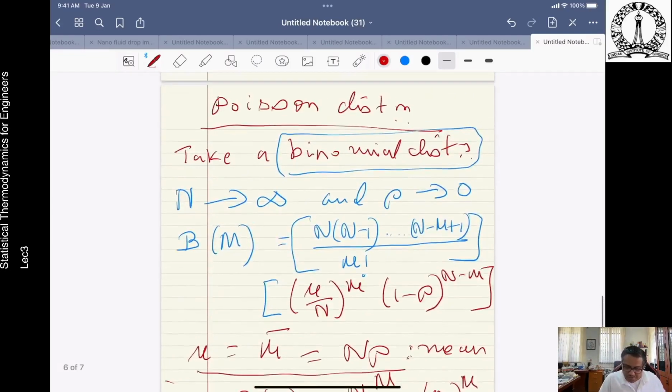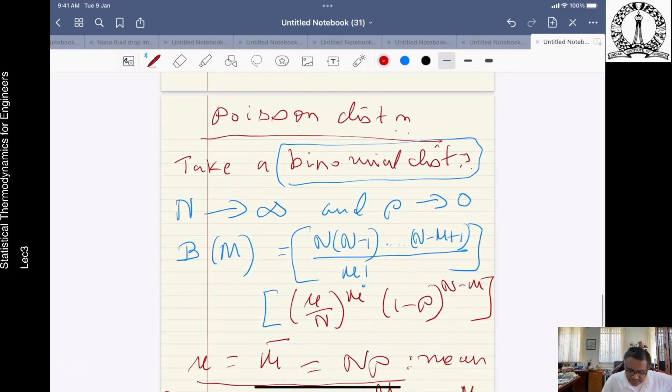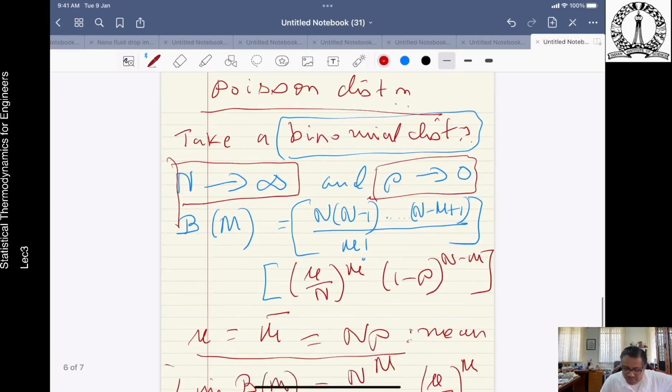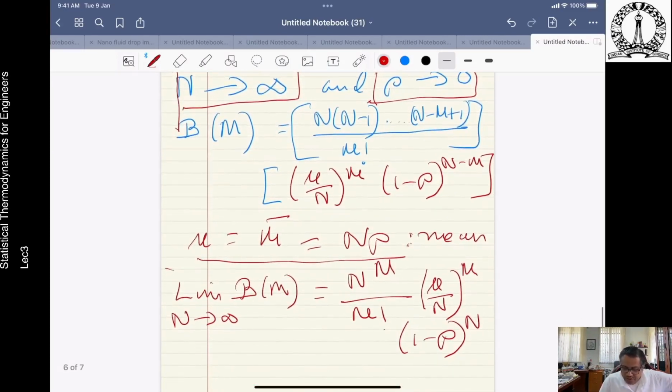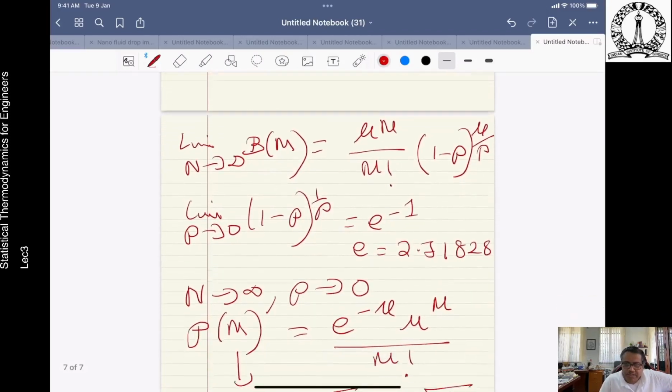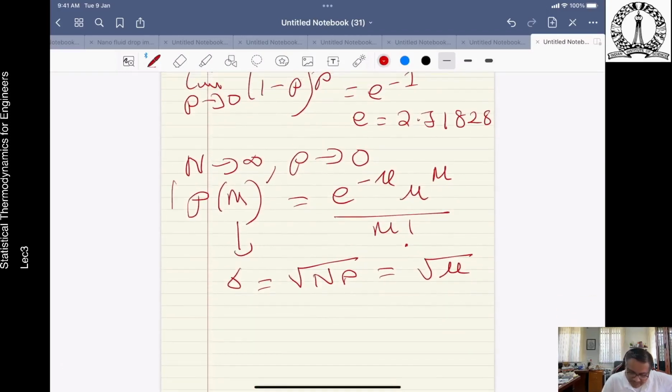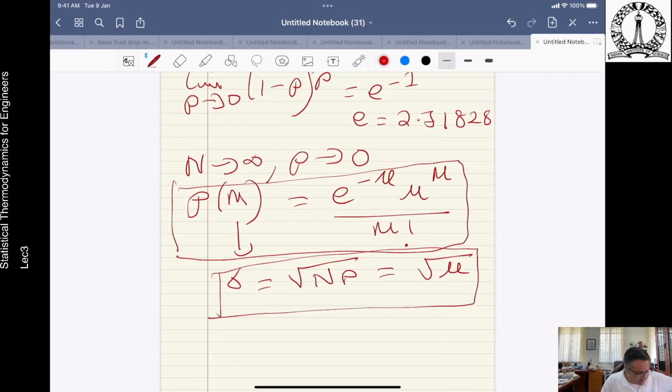So this is the Poisson distribution. If we just recap, it is when n is very large and p is very small. What we have done is that we have taken the binomial distribution, applied the two limits, and we ultimately get this, where the standard deviation is given by this. This is the Poisson distribution, which some of you may be familiar with also.